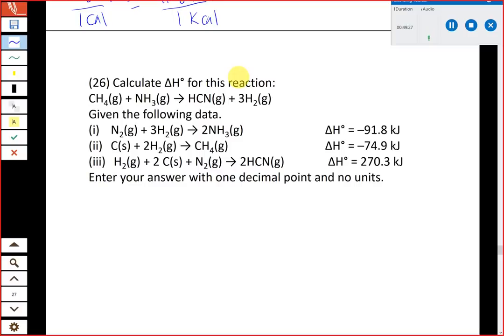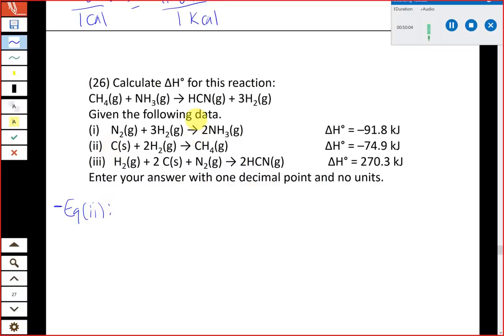So the way we're going to do that is, if we look at this problem here, we have CH4 and NH3 going to HCN and 3H2. If we look at the reactant side, we have CH4, and we're going to find out where that appears down here in the given equations. CH4 appears in equation 2, but it's on the product side. So to get CH4 on the reactant side, we need to flip equation 2, which is the equivalent of taking the negative of equation 2. And so we're going to flip that one.